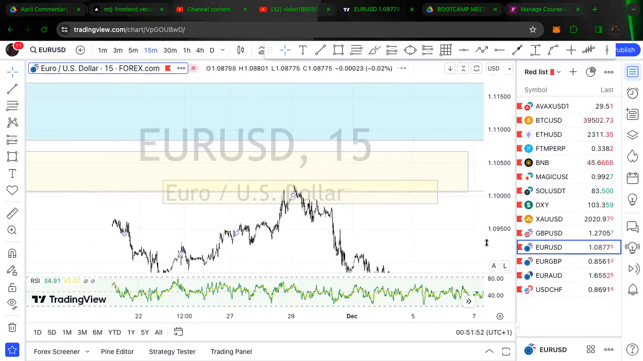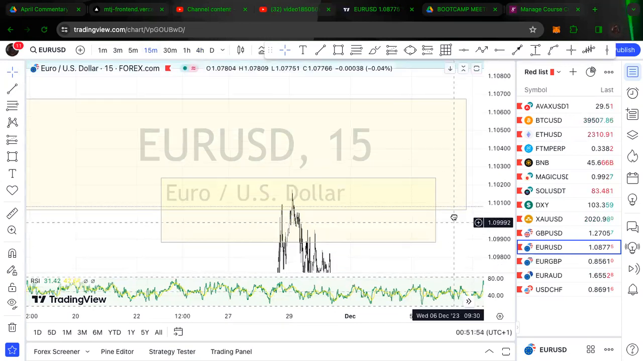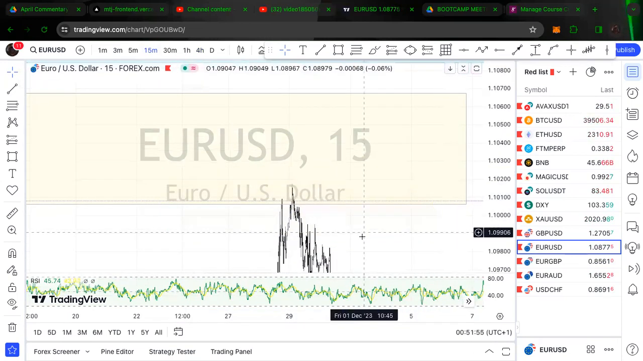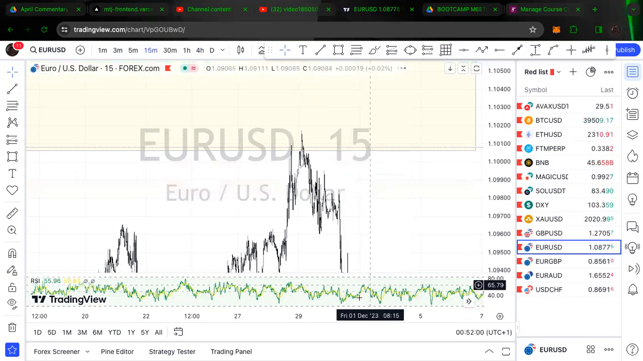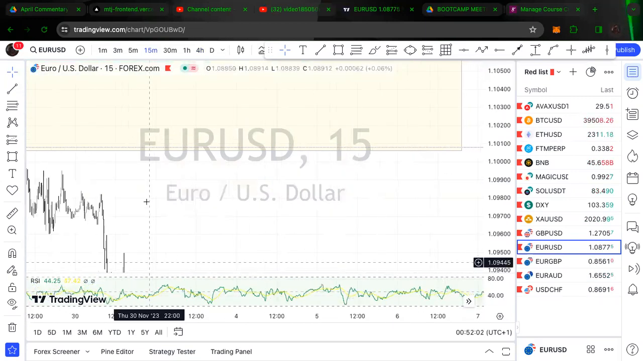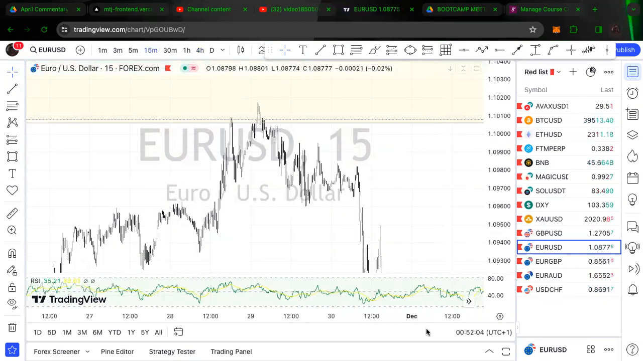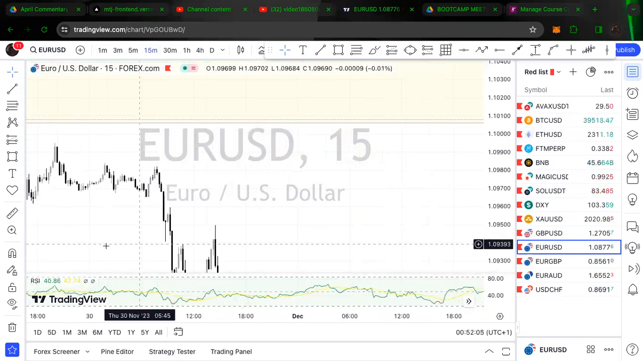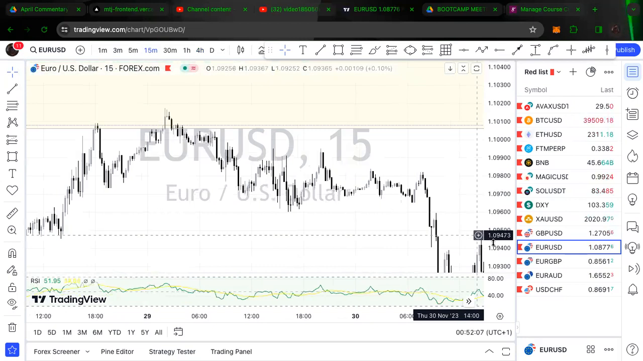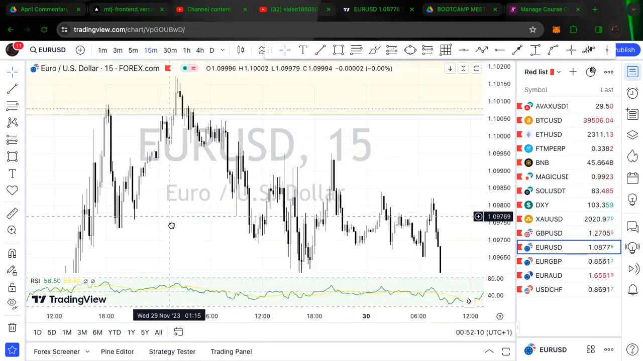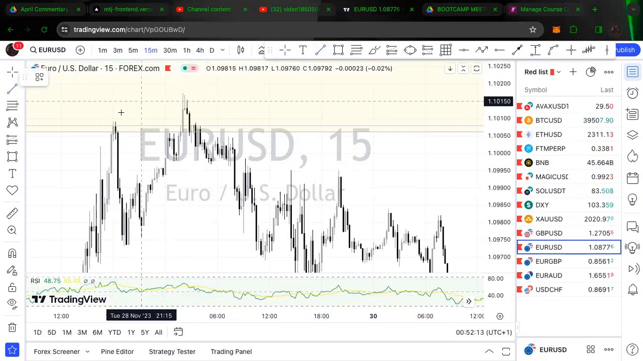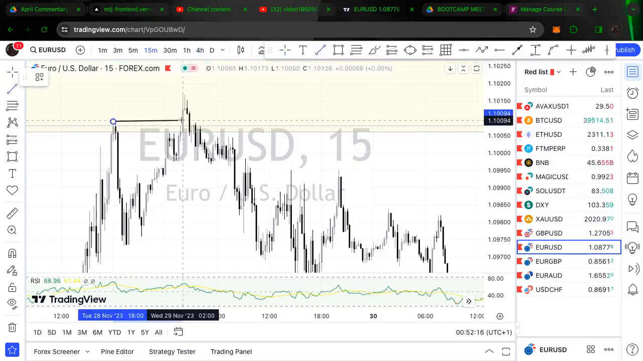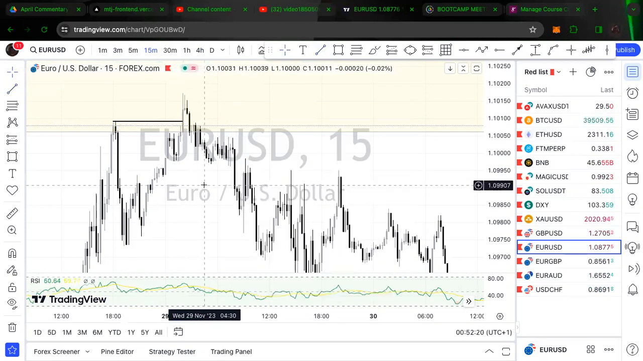So price tapped into that zone. Let me delete this one, I just use this one to locate it. This is the zone. Remember, this is the zone I drew from the 4-hour time frame. Just watch. Price taps into the zone here, and then we have the sweep. Very beautiful sweep right there.